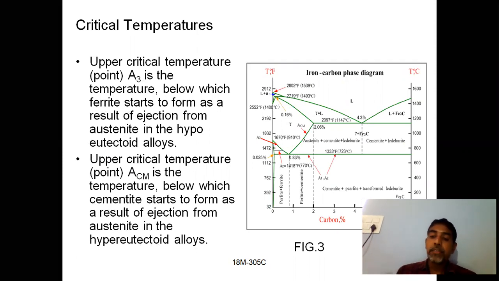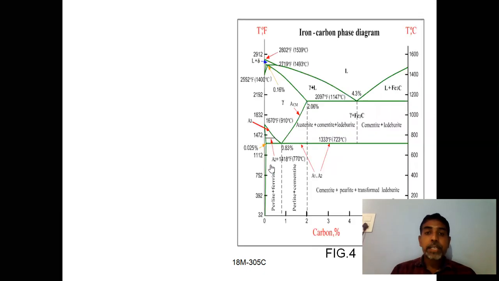So what is happening at A1? What is happening at A2? What is happening at A3? And what is happening at ACM? I am repeating once again. At ACM, cementite is formed from your austenite, in which type of alloys? Hypereutectoid alloys. And what about A3? Here, your ferrite is formed from austenite, in which type of alloys? Hypoeutectoid alloys.